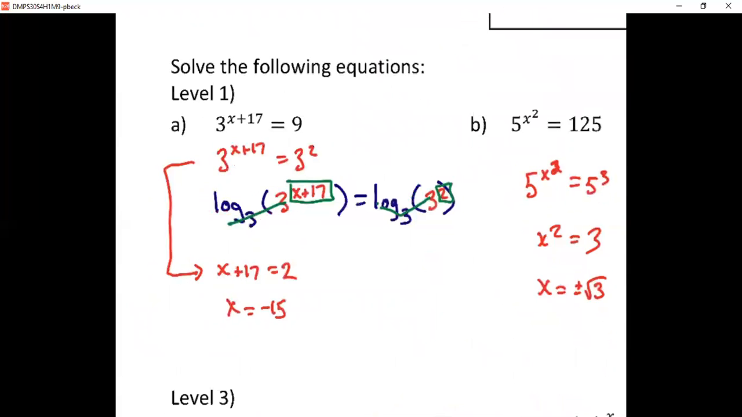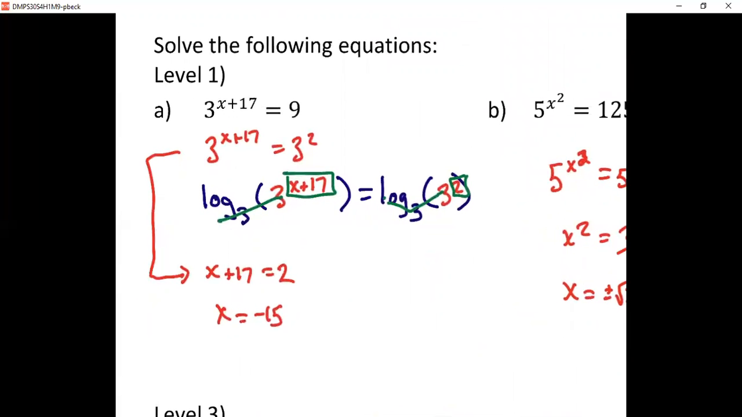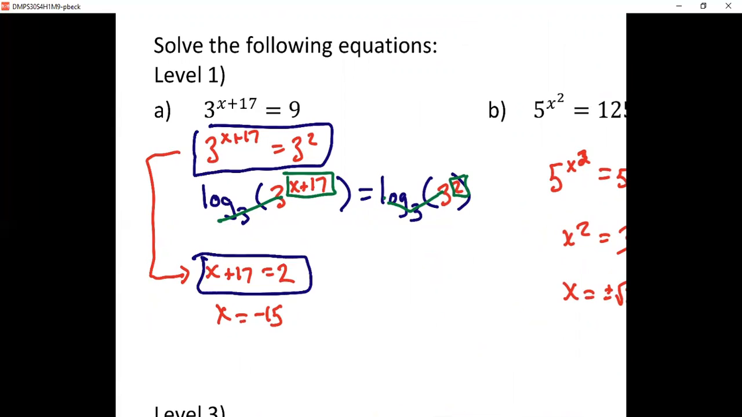First problem, 3 to the x plus 17 equals 9. So most students are like, hey, I know how to do this. We get 3 to the x plus 17 equals 3 squared. Using that last property, we jump down to x plus 17 equals 2, which makes sense because if they're the same base, then their exponents are the same. And then we solve for x. What I care more about is why does this work?